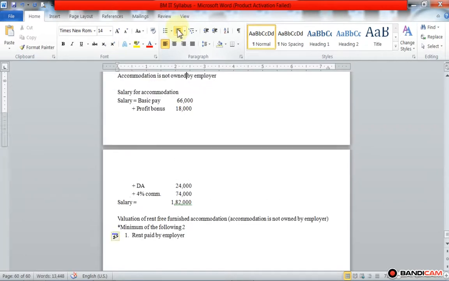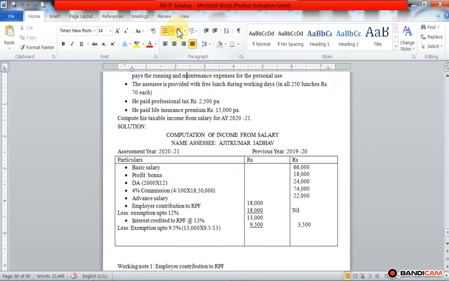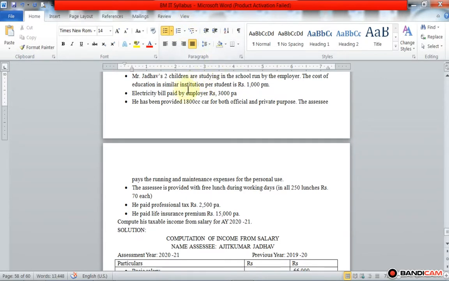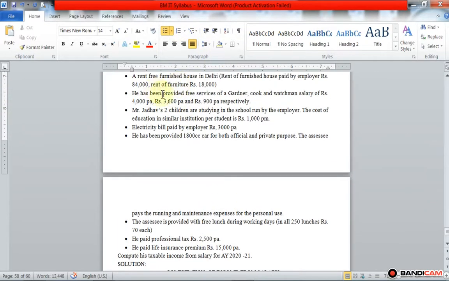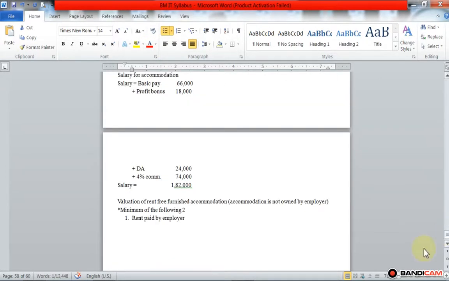So rent paid by employer is given, that is 84,000, I think so. Here, rent paid by the employer is 84,000 and 18,000 is the cost of furniture. We easily compute it. So here, rent paid by employer, 84,000.